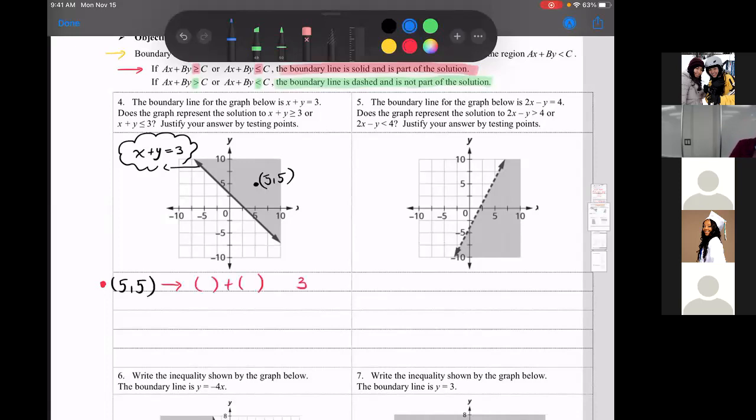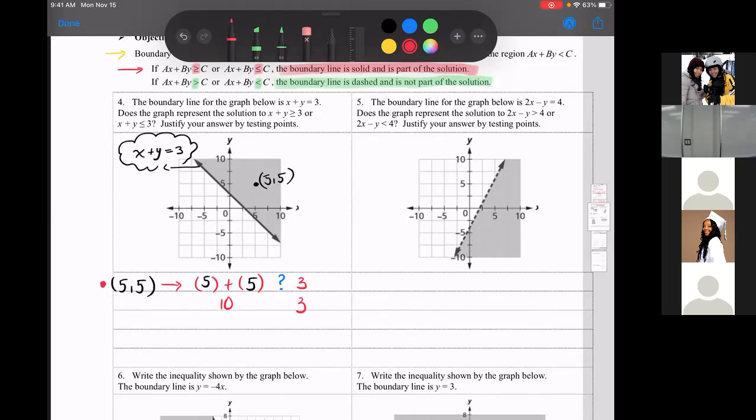I don't know what the sign is, so I'm going to put a question mark between the two sides, because I don't know if it's less than or equal to or greater than or equal to. And then x is 5 and y is 5. 5 plus 5 is 10. Between 10 and 3, which one is bigger? It's 10.